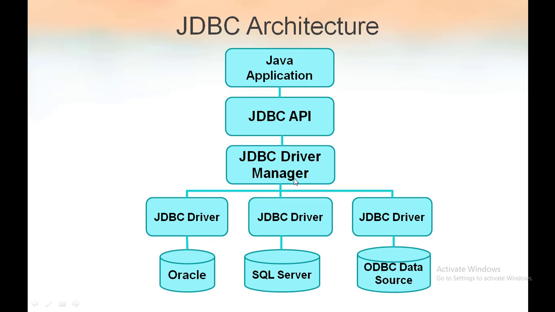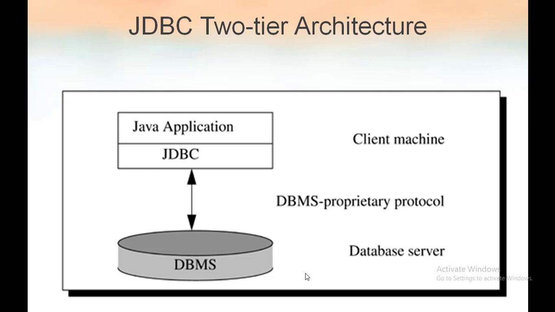The main part of JDBC architecture is the JDBC driver manager. This driver manager is used to connect your Java application with the correct JDBC drivers. Actually, there are four types of drivers. We will learn all the drivers in the next videos. JDBC drivers provide an interface that handles the communication with the database.